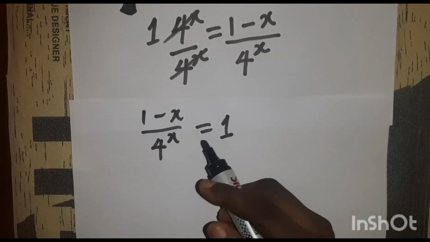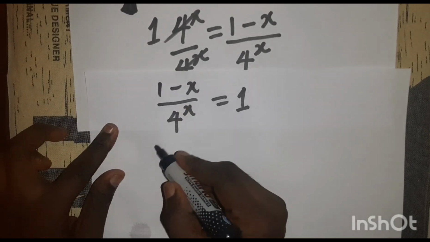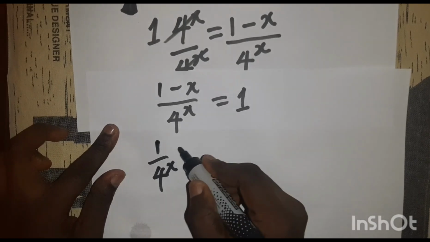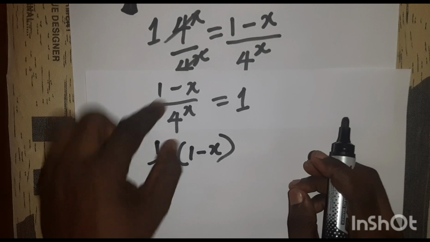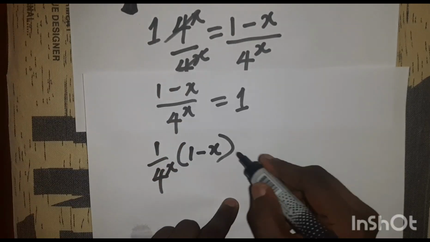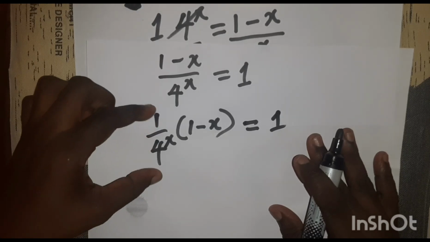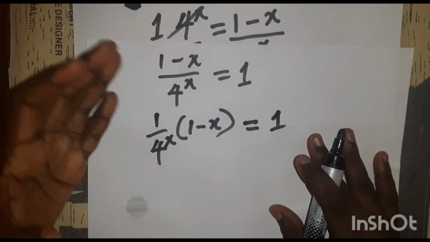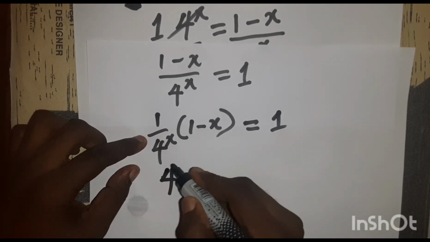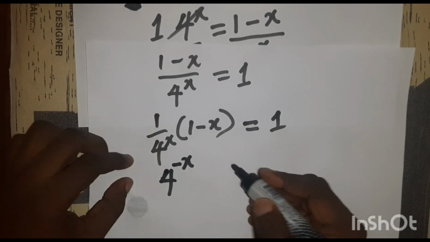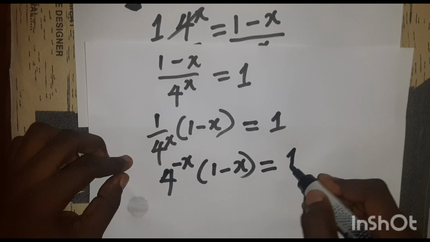So here you can start by rearranging the left hand side. I can write this as 1 over 4 raised by x, then times 1 minus x. Notice if you multiply this back, you still get this expression on the left hand side, then equals 1. And then I'm going to rewrite 1 over 4 raised by x, following the law of indices, as a number having a negative index. So it's going to be 4 raised to the power minus x. So this has become this, then times 1 minus x, then equals 1.